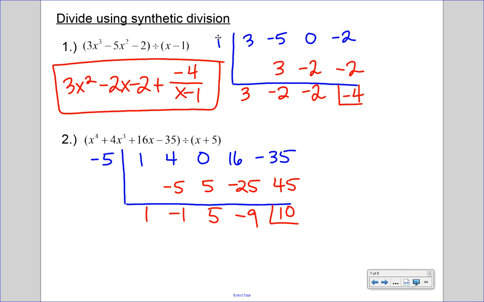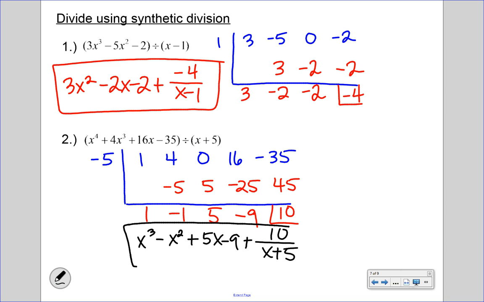So our answer for this one, since we started with x to the 4th, is going to be x cubed. It's going to be x cubed minus x squared plus 5x minus 9 plus 10 over x plus 5. And there is our final answer for that synthetic division problem.